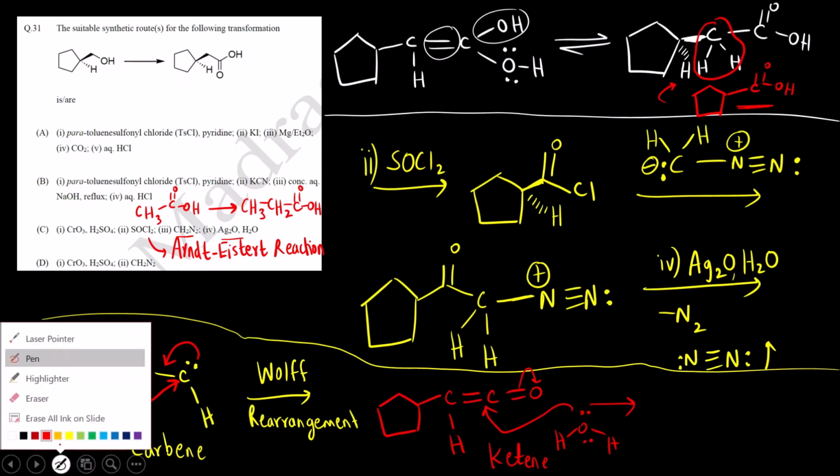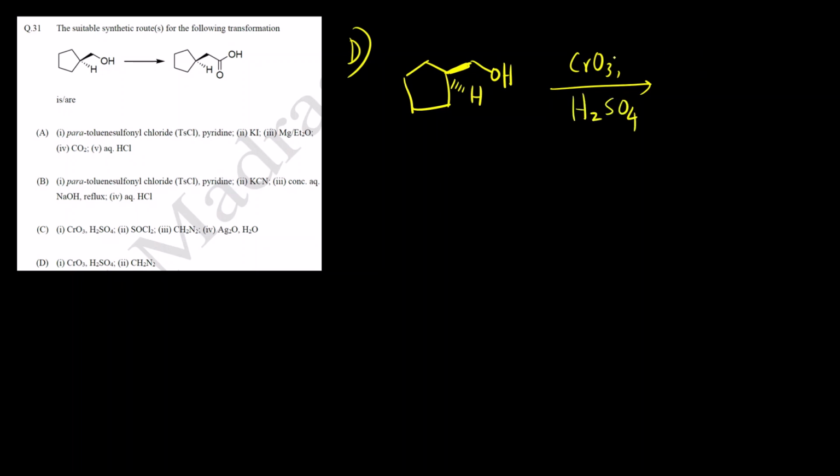Okay, now let us see the last one. Option D. Again, I will draw the reactant CH2OH. Below the plane there is hydrogen. The first step is again the same, CrO3 and H2SO4. Okay, what we will get is carboxylic acid. Below the plane there is hydrogen.